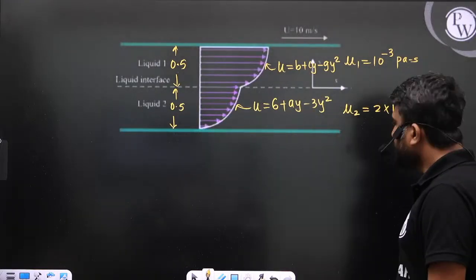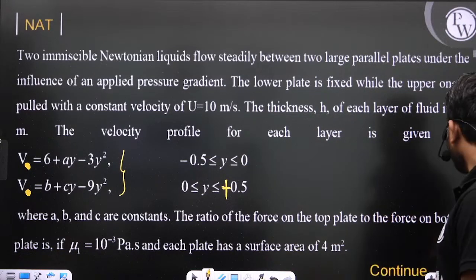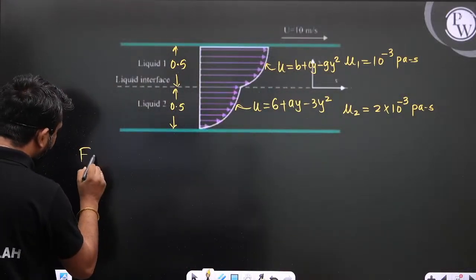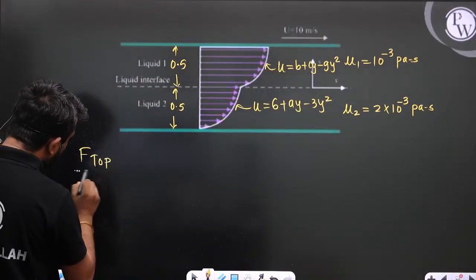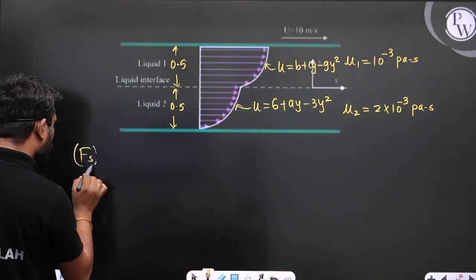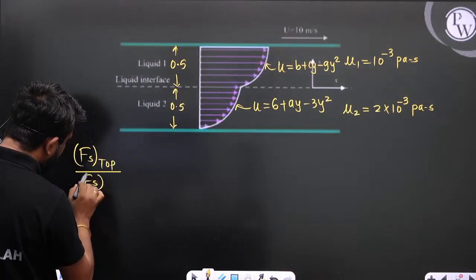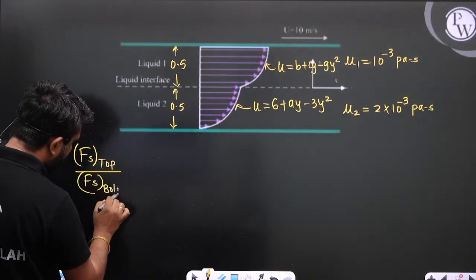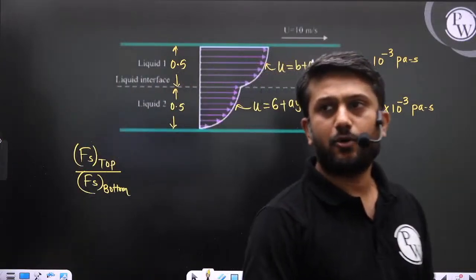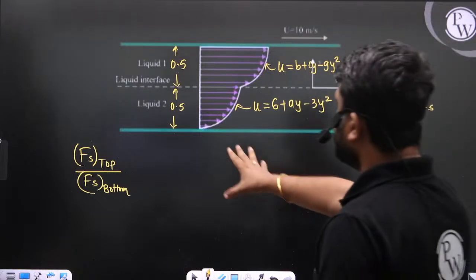Okay. Now, what is asked in this question? The ratio of the force on the top plate to the force on the bottom plate. So this is the shear force on the top plate to the shear force on the bottom plate. Is it fine? This is the question. What is this ratio?